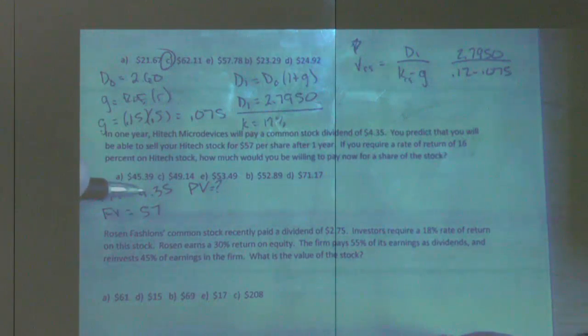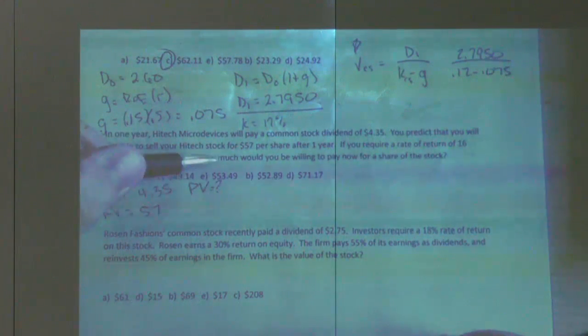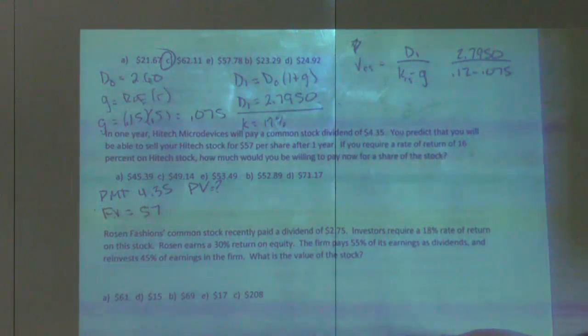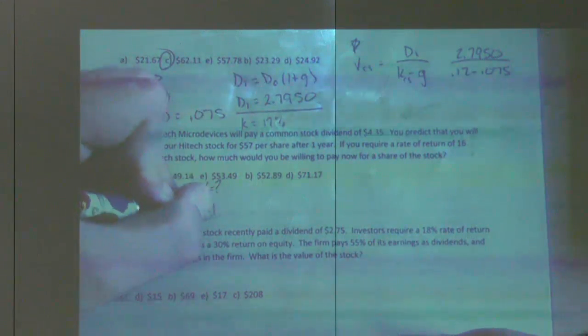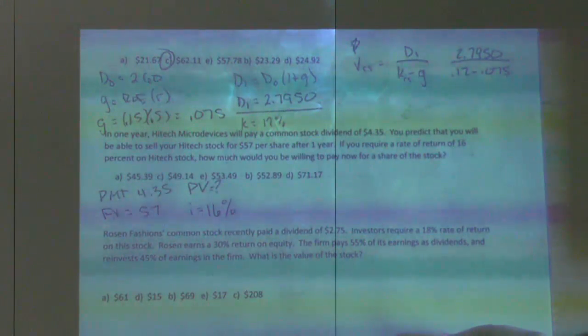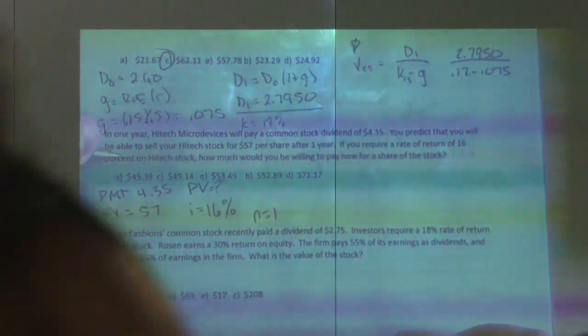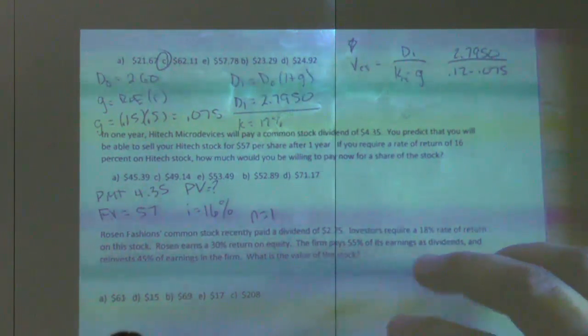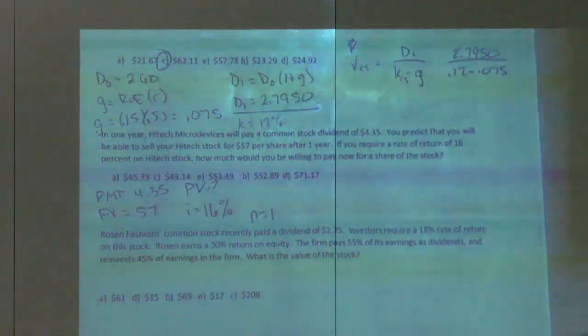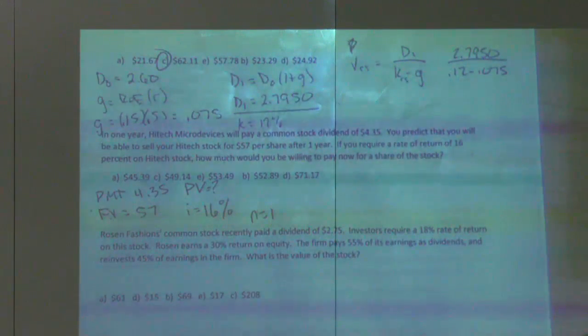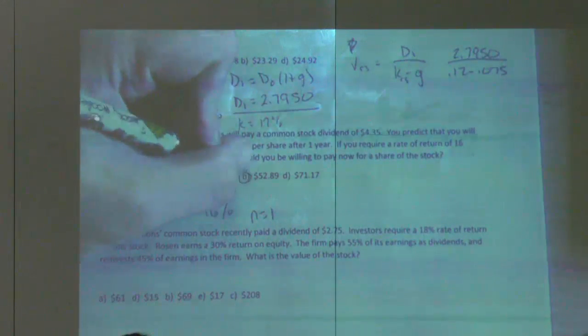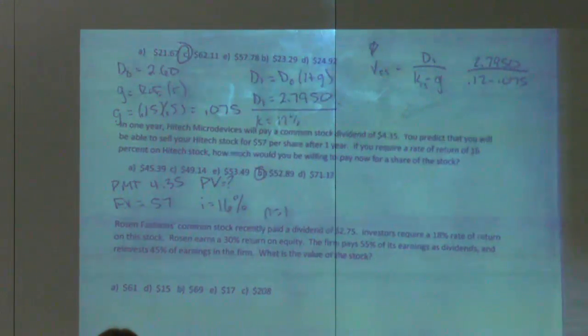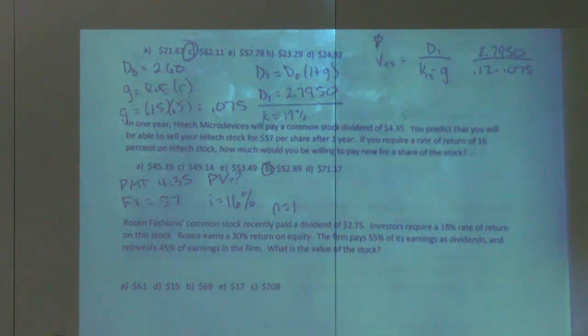All right. So we have our payment of $4.35. We have a future value of $57. We're looking for how much we pay for now, so that's the present value, and your rate should be 16%. Then you're just plugging in the numbers. It says 1 year, so N is 1. It doesn't say whether it's semi-annual, so just assume it to be 1. When you plug everything in, you would get 52.89. So here is just a simple calculator. It's a buy or sell question, so you want to know that it's a calculator problem.